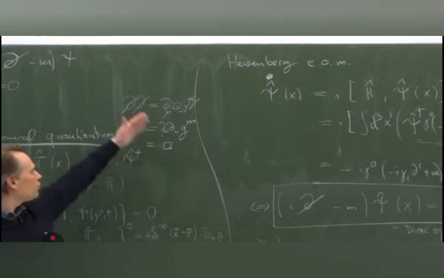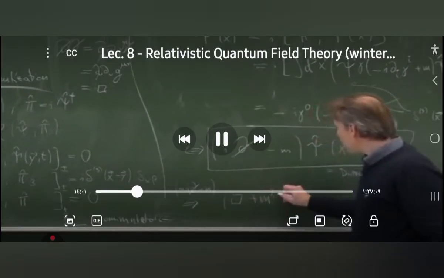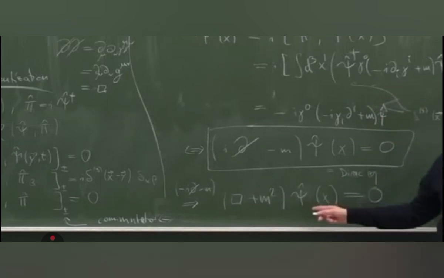for the derivative slash and so on. So if you apply that here, then you simply derive D'Alembert plus m squared acting on phi hat equals 0 as well. What is the name of this equation? Yeah, that is the Klein-Gordon equation.